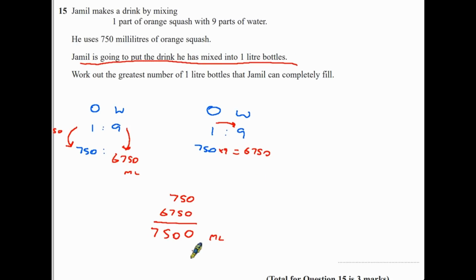Okay, we're going to put the drink into 1 litre bottles. Let's convert this into litres then, simply by dividing by 1,000. So 7,500 divided by 1,000. Move the decimal point 1, 2, 3 places. We end up with 7.5 litres. The question is not how much though, it's how many 1 litre bottles can we completely fill. Well, we can completely fill 7 bottles. The other half litre will not completely fill a bottle, so 7 is our answer.